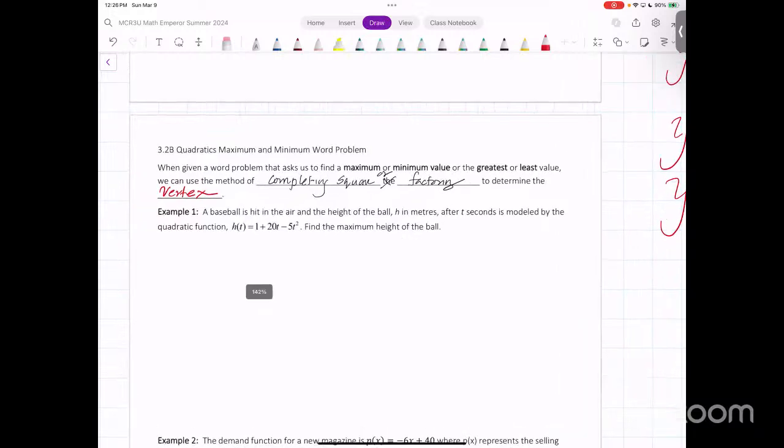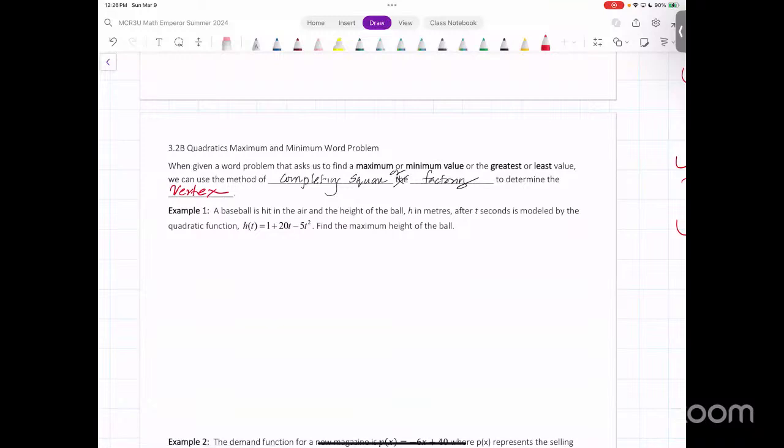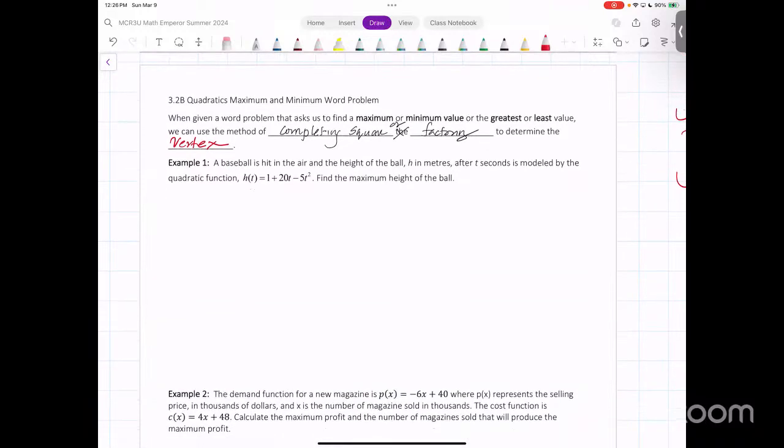So a baseball is hit in the air, the most common problem. The height of the ball, h in meters after t seconds, is modeled by that. Find the maximum height of the ball. So if you want to find the maximum height, h of t, we're going to rearrange it so that it looks like the leading coefficient is on the top.